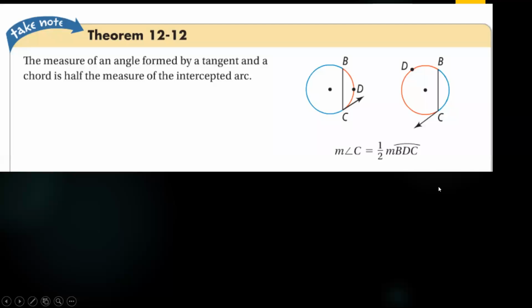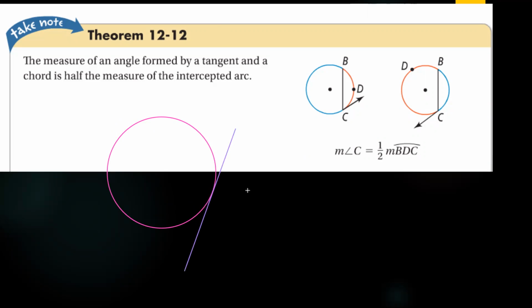Our new theorem here, which is 12.12, says that if you have a circle, and for this circle you have a tangent line, and you have a chord, which is a line that passes through the circle.